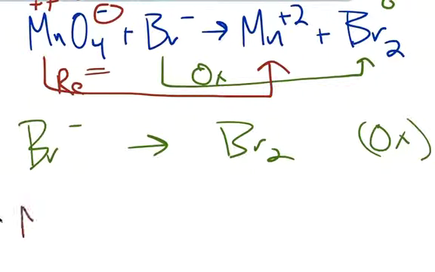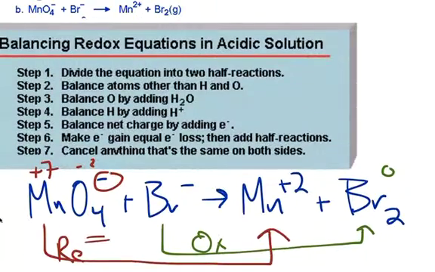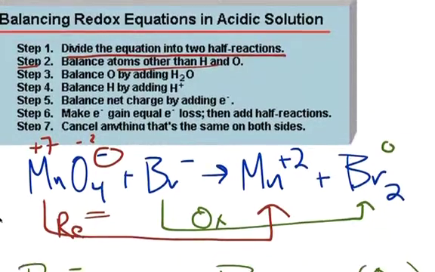So my reduction half reaction is, I'm going to take that whole permanganate ion, I don't take anything off of it right now, going to manganese 2+, that's my reduction half. So I have divided the equation into 2 half reactions. Okay, identified. Actually, what we should have to do before that is identify what's being oxidized and reduced, and then we can divide it. Now it says balance all the atoms that aren't hydrogen or oxygen.